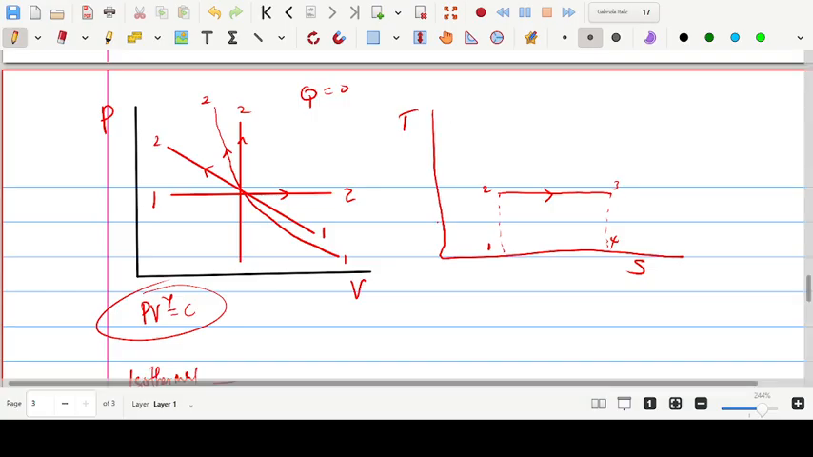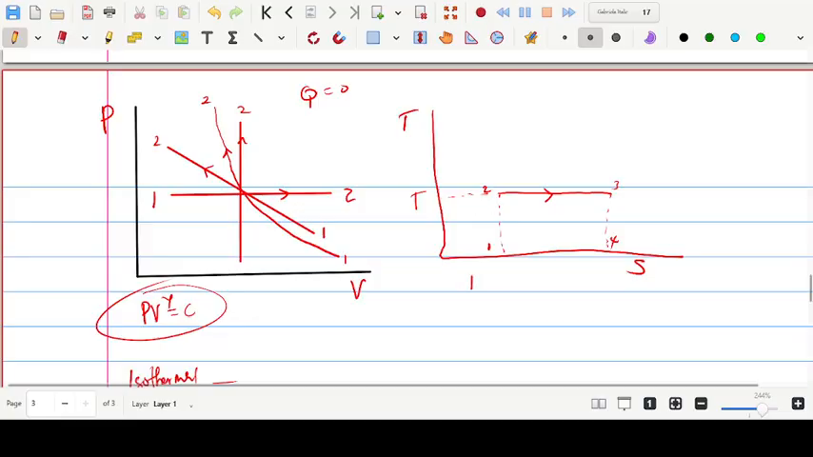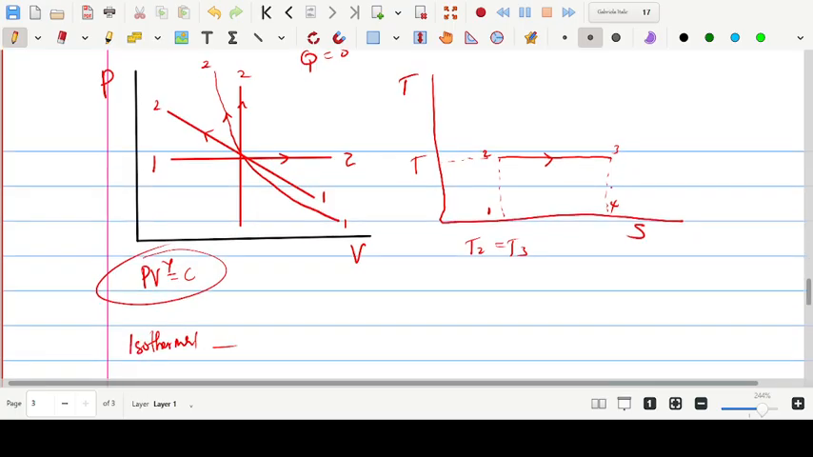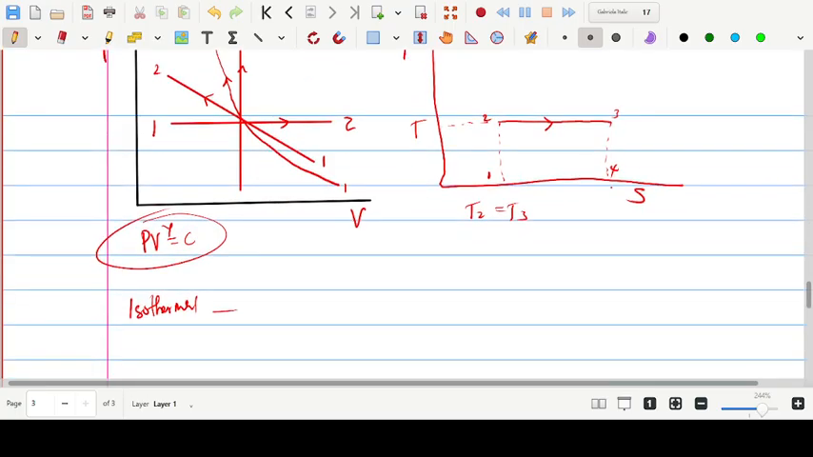This is the TS diagram. So at this point we have T. Is that taken? So your T2 is equal to your T3. This is what an isothermal process or system is. So it occurs at a constant temperature. The temperature did not change. It simply means that it occurs at constant temperature.